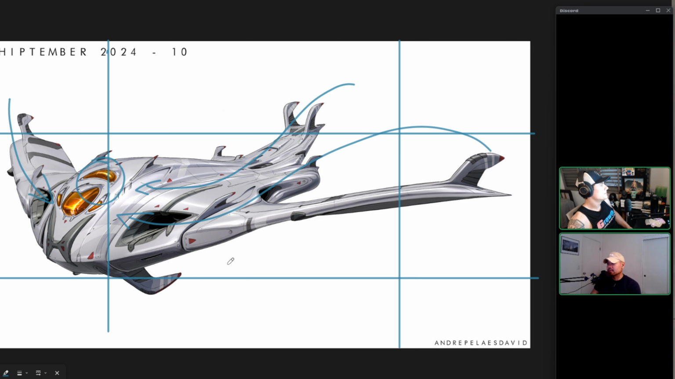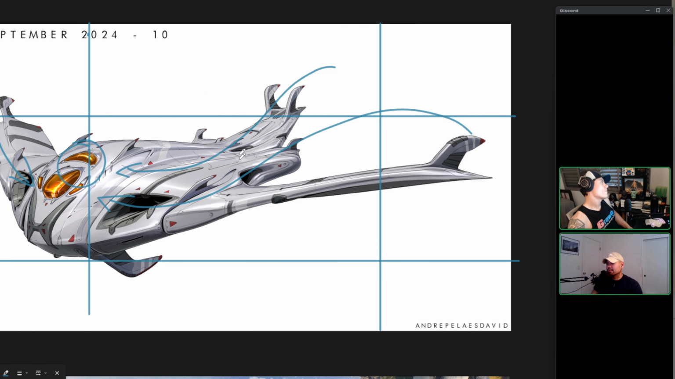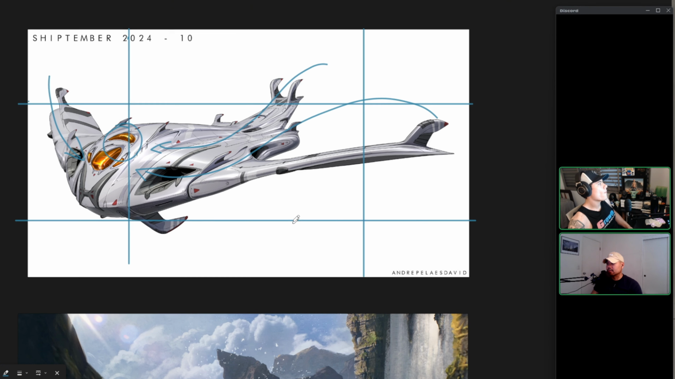It's all still subjective, right? You can take it any way you want. But it's just about finding that flow, that gesture for the eye to read well.